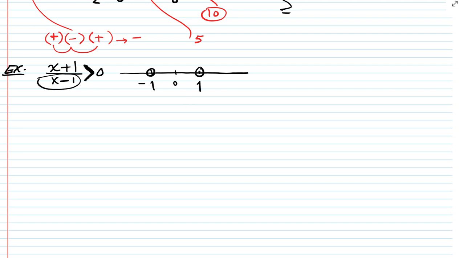Now, when we say 1 makes the bottom 0, this will in fact give us a division by 0, correct? And remember, for rational expressions, fractions, denominators cannot be 0 because we cannot divide by 0. So, regardless of what the inequality is, greater than, less than, greater than or equal, less than or equal, anything that makes the bottom 0 will be an open circle. Okay, so this will be an open circle.